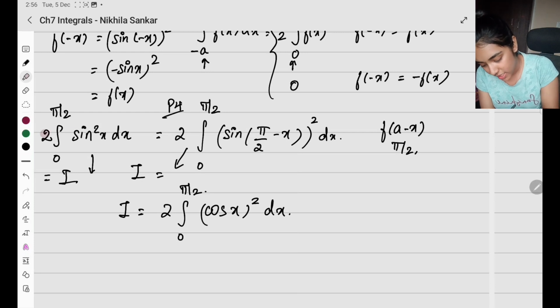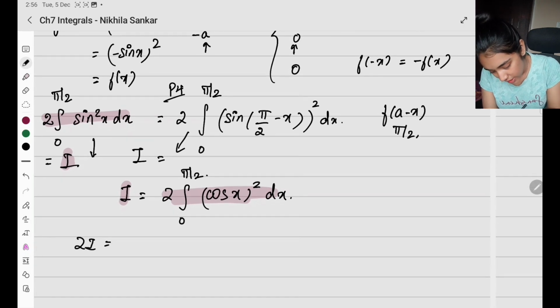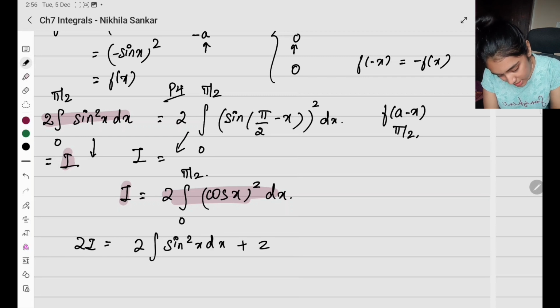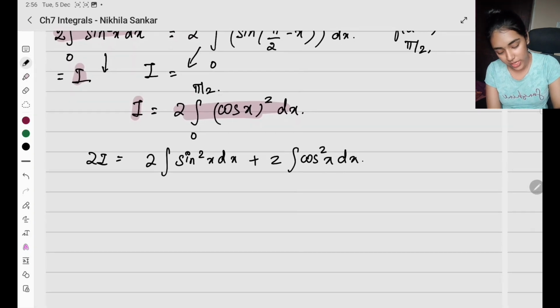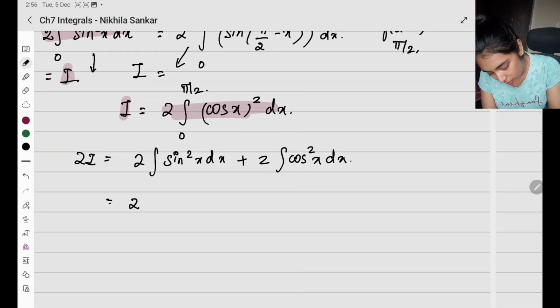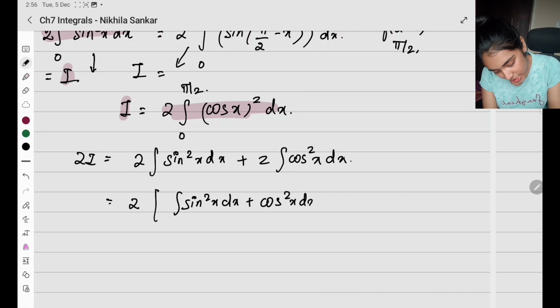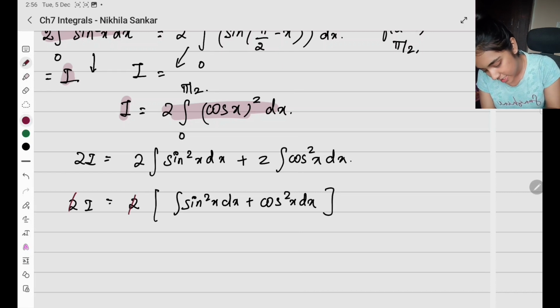Now I'm going to add these two. I'm going to add this and this. So 2I equals 2 times the integral of sin square x dx plus 2 times the integral of cos square x dx. Okay, I can take the 2 common. Taking 2 common, I have the integral of sin square x dx plus cos square x dx. On this side there is a 2I, so I can cancel the 2 and the I.